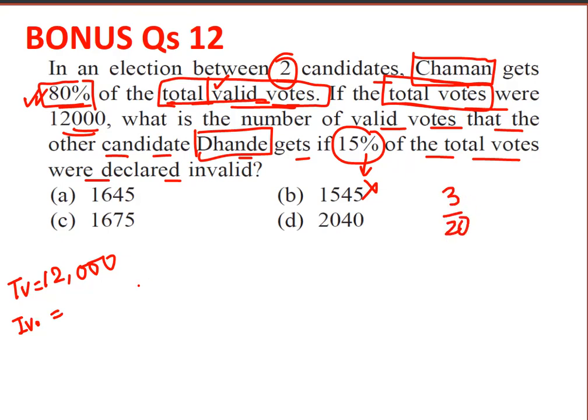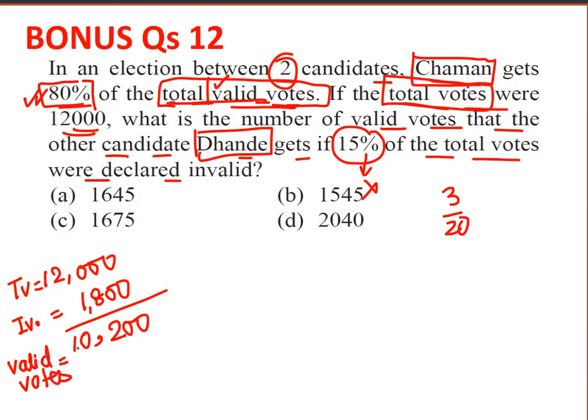3 by 20 of 12,000 means what? 6,000, I guess. 2 6 are 12, 6 3s are 18, 1800. 1800 votes invalid. How many valid? 12,000 minus 1800. What will be the value of that? Find out. See if you can solve it from here. If you can solve it from here, very good. So basically this is the valid votes.